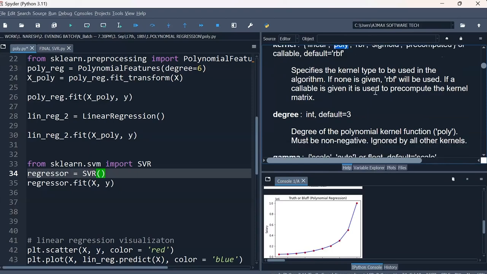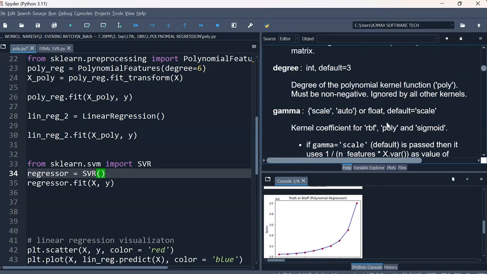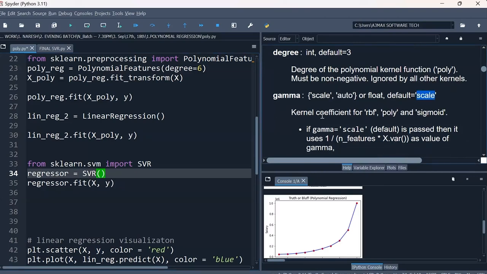Pretty clear? Now the next one, degree. By default it is 3. If I hadn't explained poly, you couldn't understand this parameter, guys. So 3 means the degree of the polynomial kernel function. Next, gamma, which provides 2 options, scale and auto, but the system by default considers scale. What is meant by scale? Kernel coefficient for RBF, poly, and sigmoid.